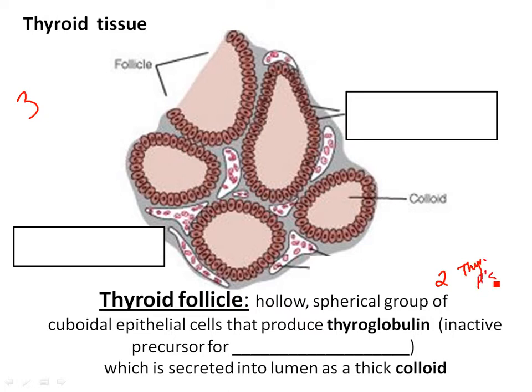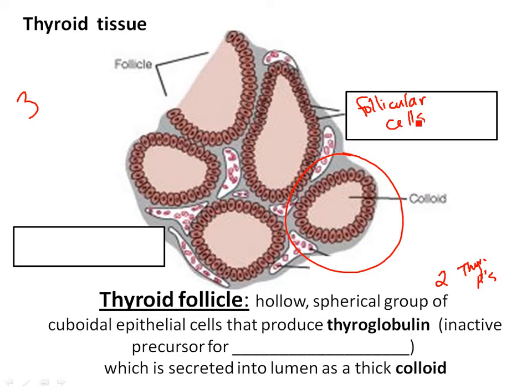Okay. Now, if we look at this, we see what looks like clusters of cells with a clear area in the center. So these clusters are called a follicle. So a follicle is simply a group or cluster of cells that produce something. If you look closely, you're going to see that there's little small cells around the edges. And we're going to call these follicular cells. Of course, they get their name from being around the follicle. And again, the follicle is a ball of cells.